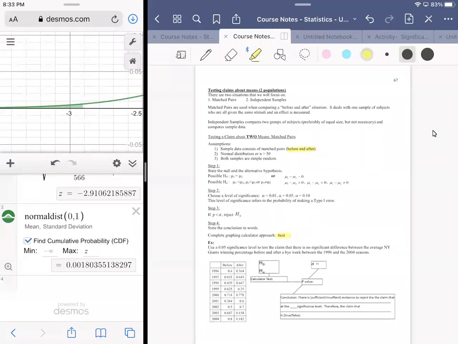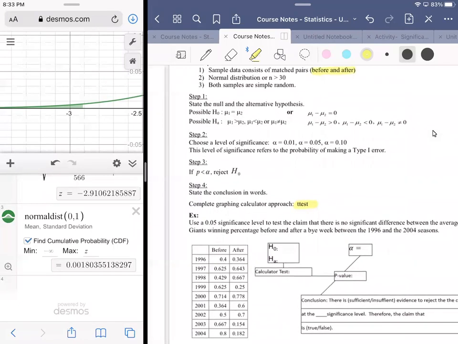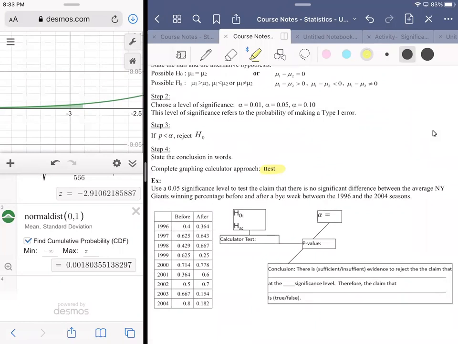All right, so you can see here that the complete graphing calculator approach is right on back to the t-test, but you also see that we have a set of raw data here. The example talks about 0.05 significance. That's easy enough. To test the claim, there's no significant difference between anything. No significant difference means that we're talking about equal means. That's trying to say mu1 is equal to mu2, if this is set 1 and this is set 2.